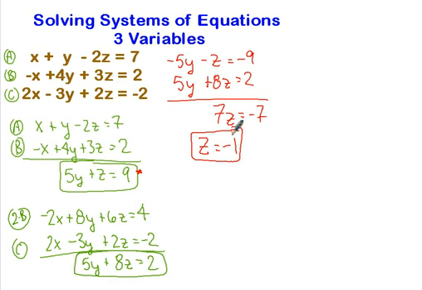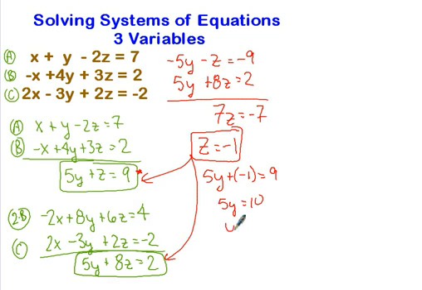And once we know z is equal to negative 1, we can plug that back into either one of these equations and solve for y. Alright, so I'm going to plug it back into here. We have 5y plus, and z is a negative 1, negative 1 equals 9. So I'm going to add 1 to both sides. We get 5y is equal to 10, and now we know y is equal to 2. So we have our z and our y.